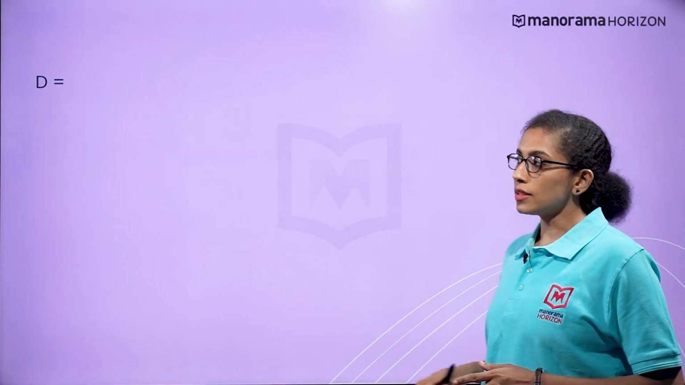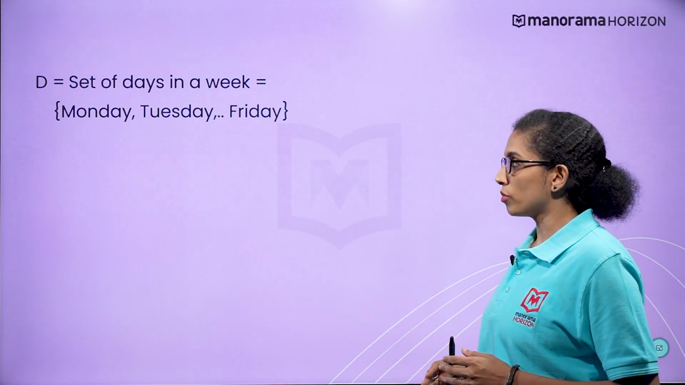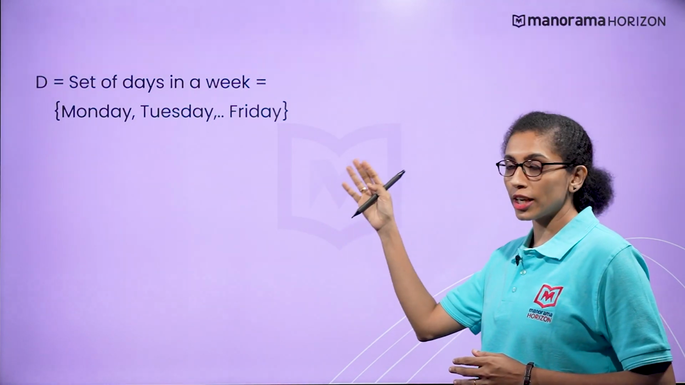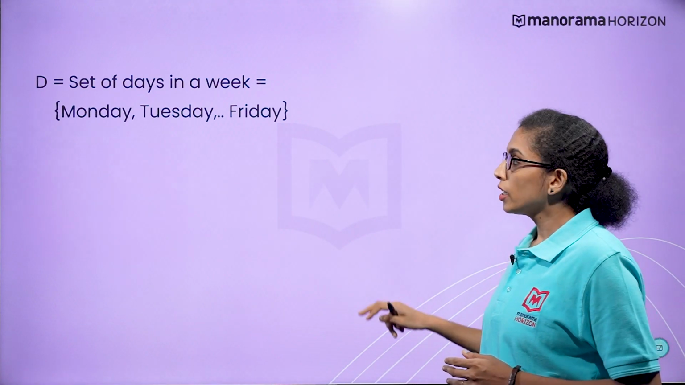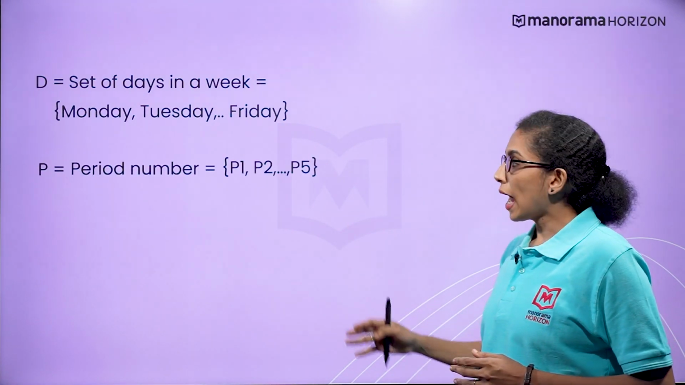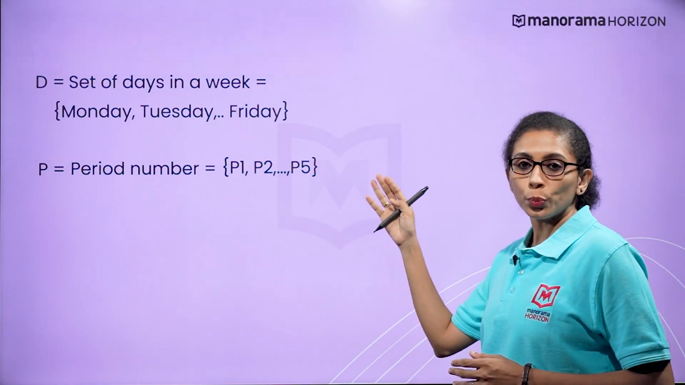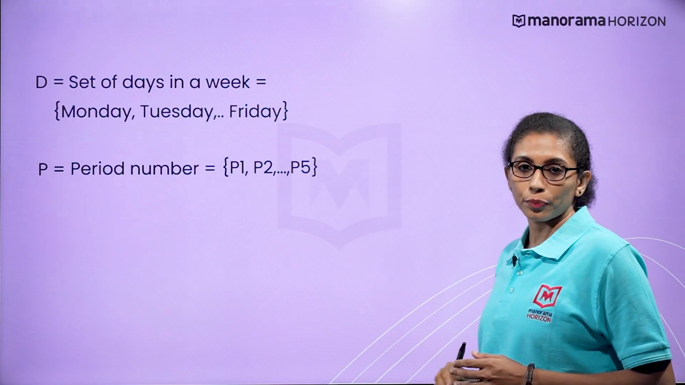Set D represents the set of days in a week and its corresponding roster form is Monday, Tuesday, Wednesday, Thursday, Friday. P represents the period number and its corresponding roster form is P1, P2, P3, P4, P5.